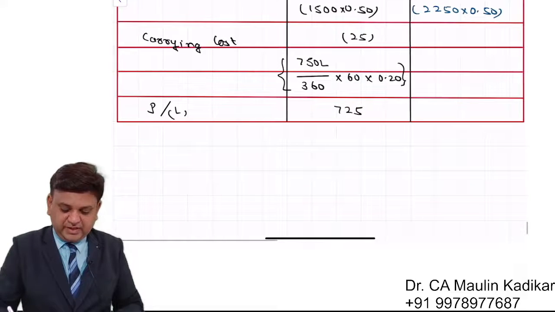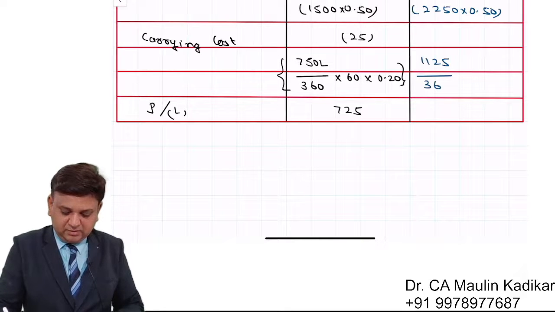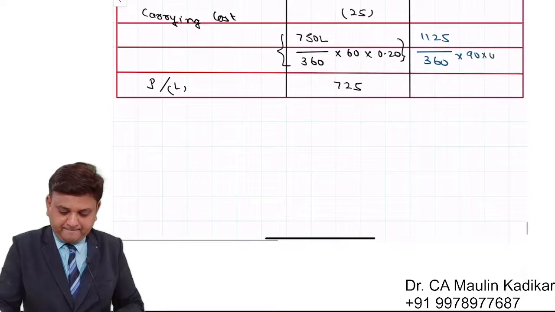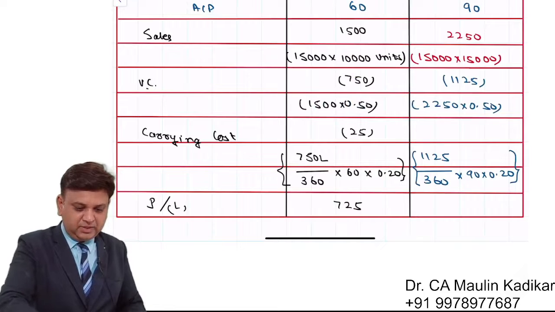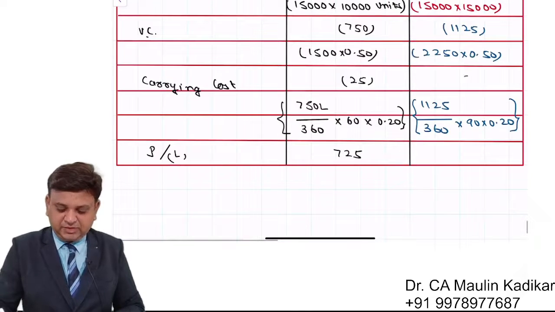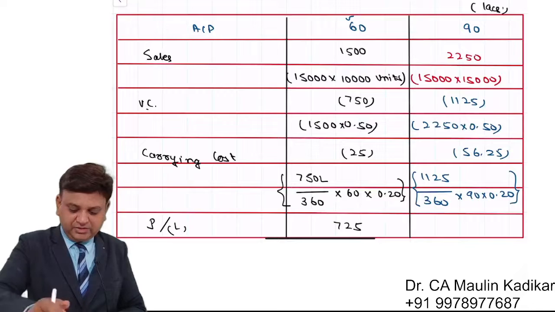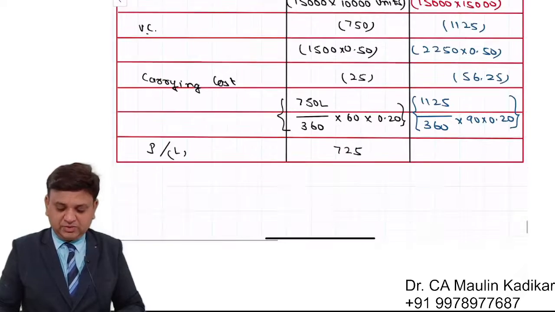Carrying cost would be 1125 lakhs divided by 360 into credit period, which is 90, into 0.20. 1125 into 90 into 0.2 divided by 360. So it is 56.25. So 2250 minus 1125 minus 56.25. So 1068.75.